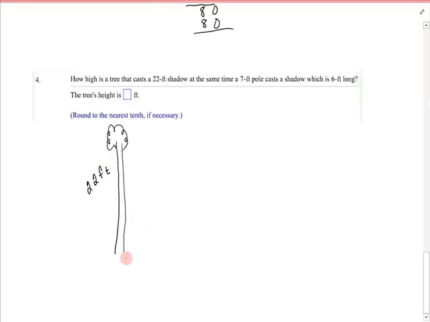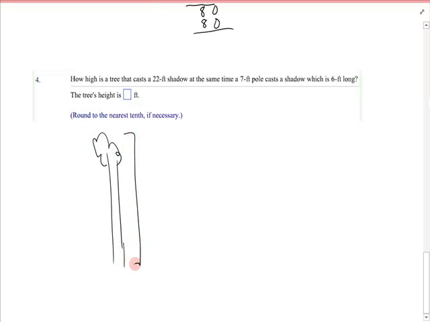Whoops, I misread it. How high is the tree? All right, we've got a tree. It says how high is it, and that's what I don't know. It casts a shadow. I'm just going to draw a line for a shadow that is 22 feet long. The sunshine would be up here, and there would be an imaginary line coming down like this.